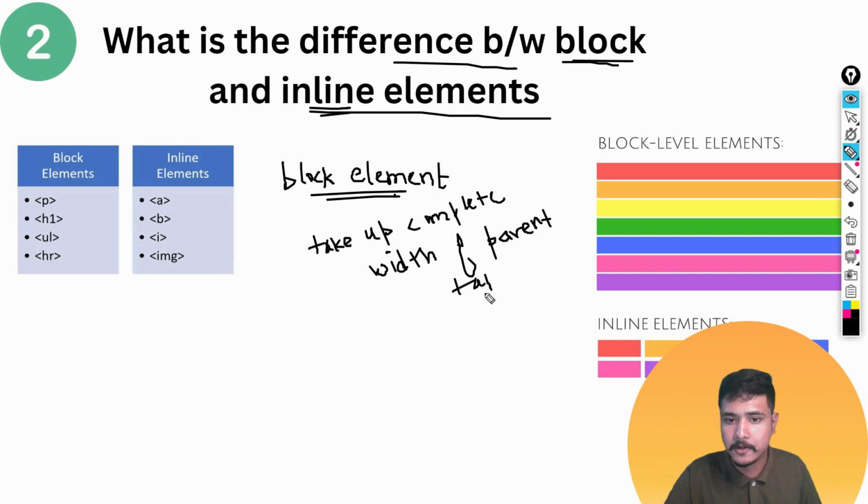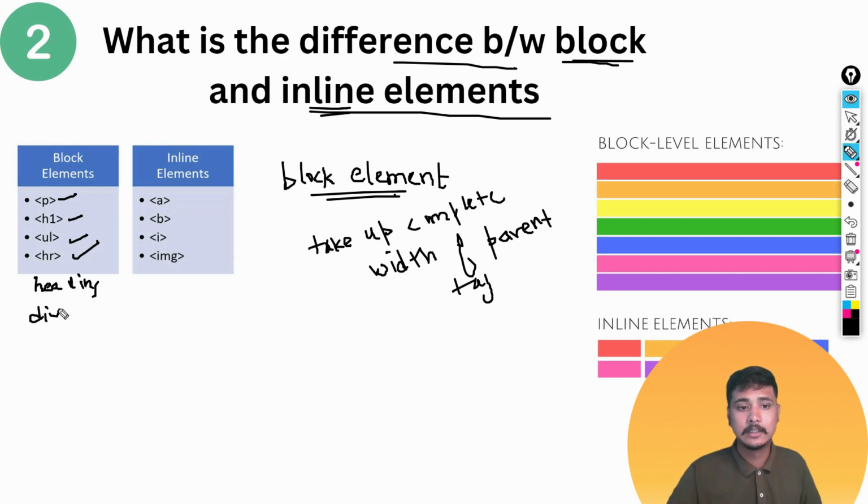Examples of such tags are the paragraph tag, heading tags, all the list item tags, the UL tag, the HR tag, all kinds of heading tags, or even the div tag. They are all block type. In very simple terms, they take up the complete width of the parent tag, and it is usually noticed that any new block type tag you write down will take up a new line.